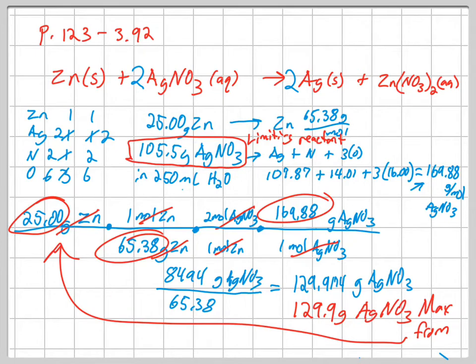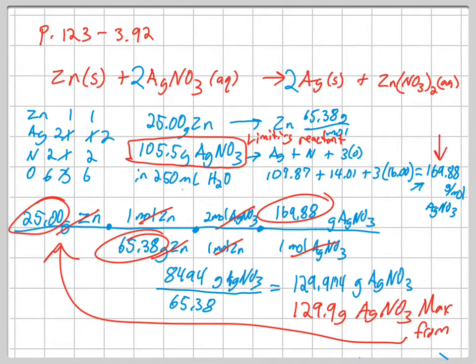Now some folks would actually do this all in one problem. They would actually go ahead and say calculate it in both directions, don't figure out what's going on, and then compare the numbers in the end. I think it's best to think about what's actually taking place. In this case, if we use the zinc that was given to us, we would need 129.9 grams of silver nitrate. But we don't actually have 129.9 grams. We were only given 105.5. You see, so the number's lower.